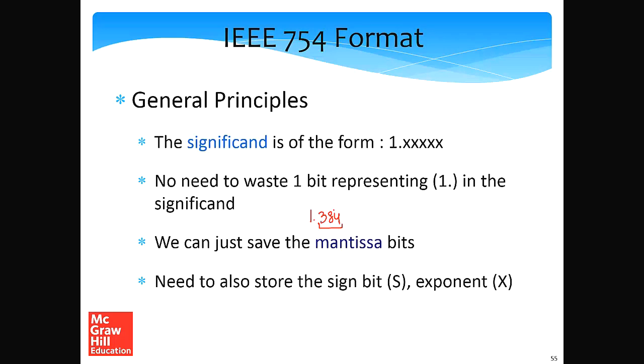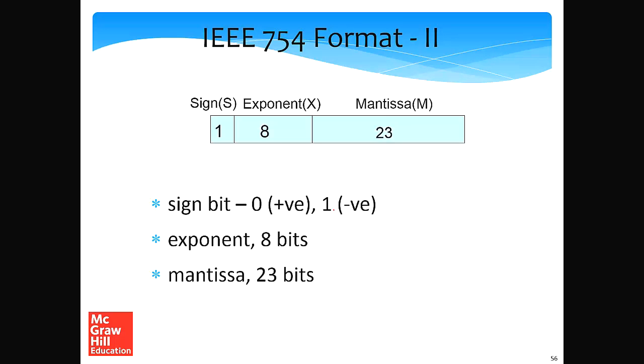We also need to store the sign bit s and the exponent x. So the IEEE 754 format is something like this. It's a 32-bit format. The MSB is for the sign bit, where we use 1 bit for the sign bit. We use 8 bits for the exponent, which means it can take 256 values. And we use 23 bits for the mantissa.